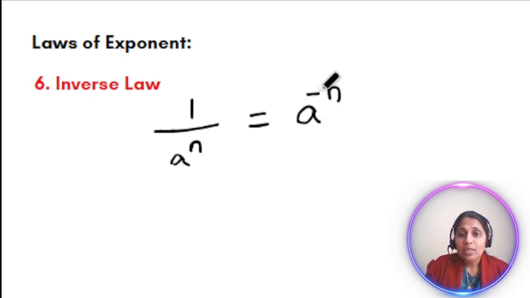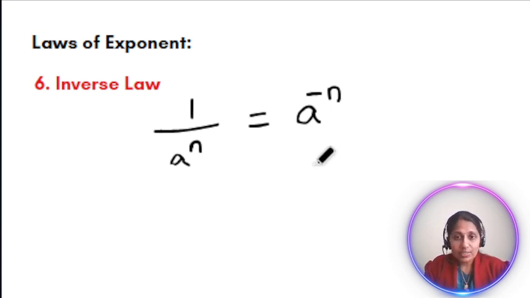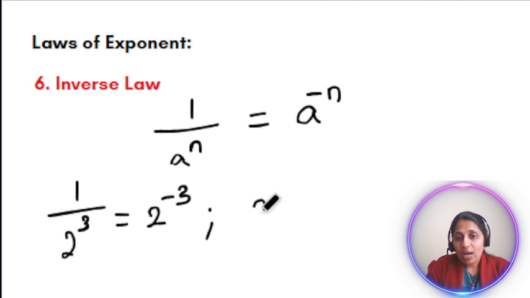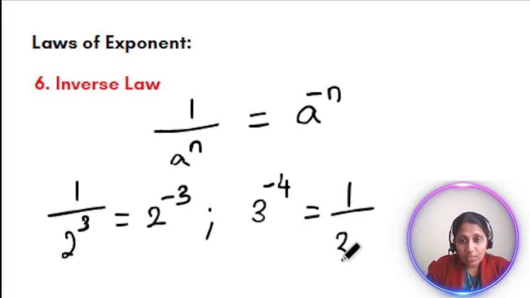Say for example, if in the numerator you have a negative sign in the power, it means that the number actually is supposed to be in the denominator. If in the denominator you have a negative power, it means that the number has to go to the numerator, vice versa. That is, 1 by 2 to the power of 3 is equal to 2 to the power of minus 3. The same way, if you have a number like 3 to the power of minus 4, it means that it's not supposed to be in the numerator. It has to come to the denominator with the power.